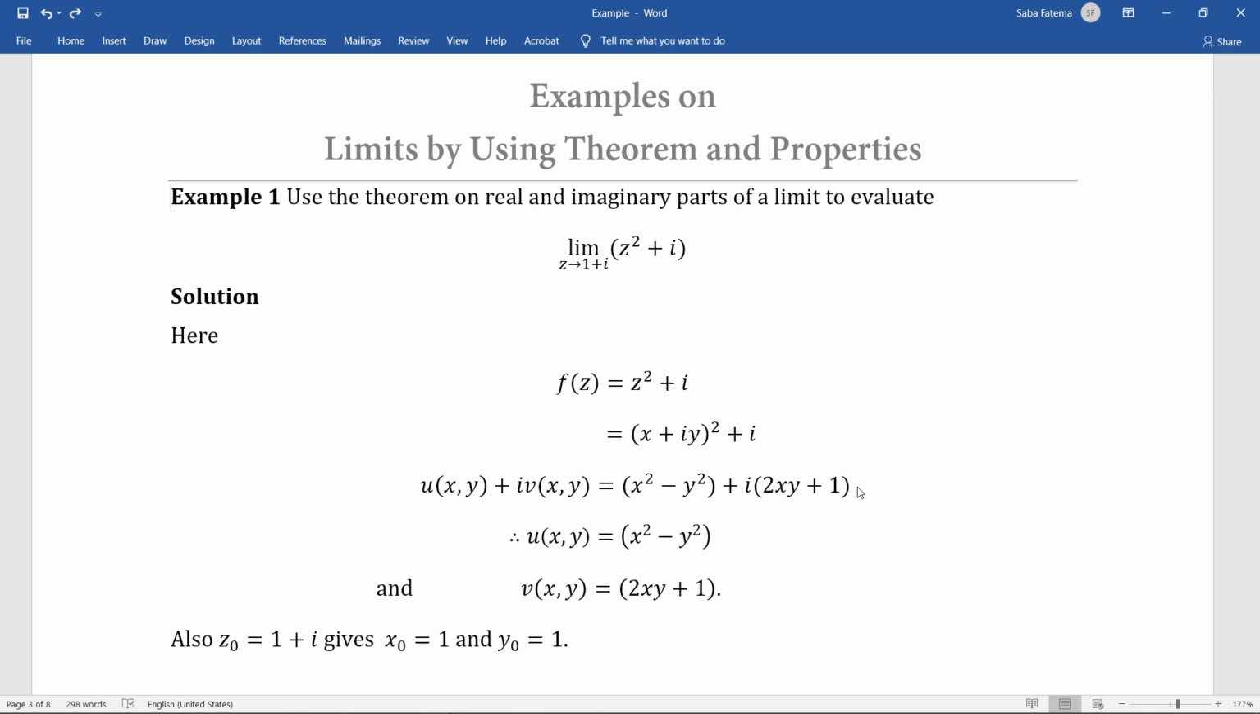Coming back to our problem, we see that f of z equals z square plus i, and since z is x plus iy, after squaring and rearranging all the terms, we get x square minus y square as the real part and 2xy plus 1 is the imaginary part. So in this way we get our u and v for this problem. And also here z naught equals 1 plus i. So we get x naught equals 1 and y naught equals 1.